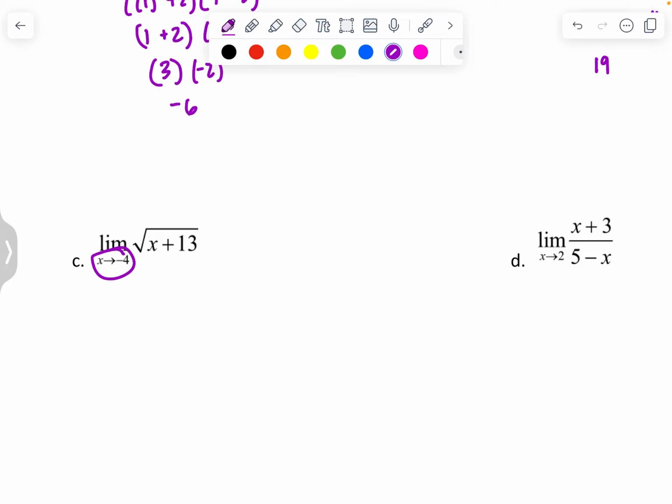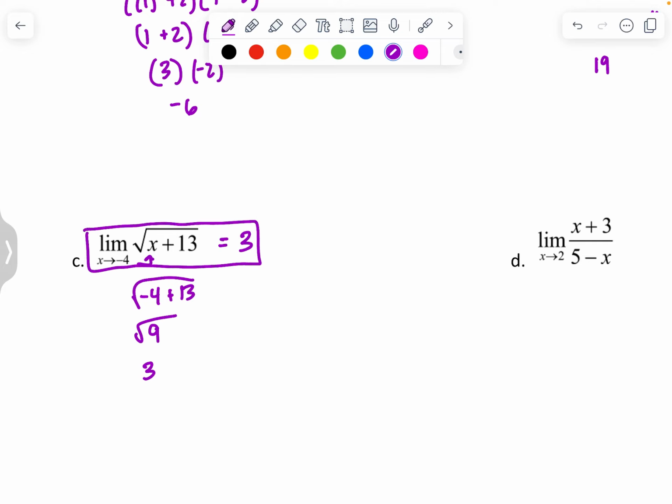We also notice we have a negative 4 here, which is greater than negative 13, so we can absolutely do this. When we plug this in, we get negative 4 plus 13 rooted, which is the square root of 9, which is 3. So the limit as x approaches negative 4 for this function is 3.